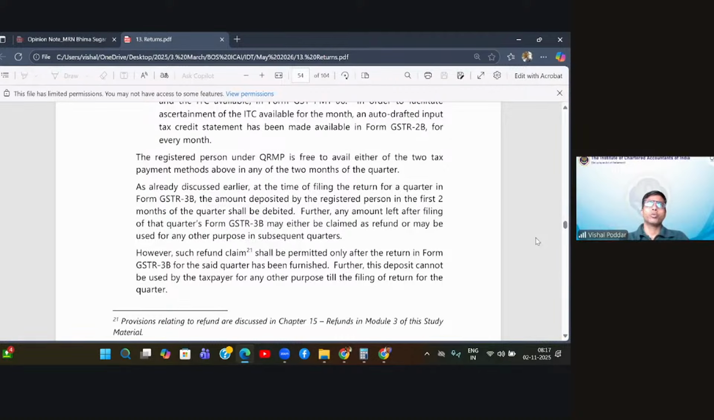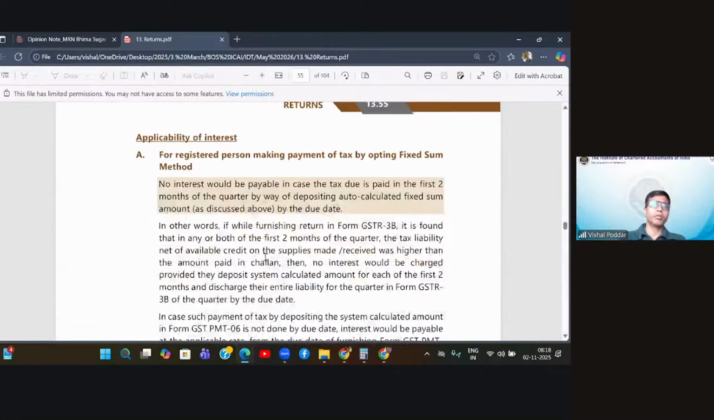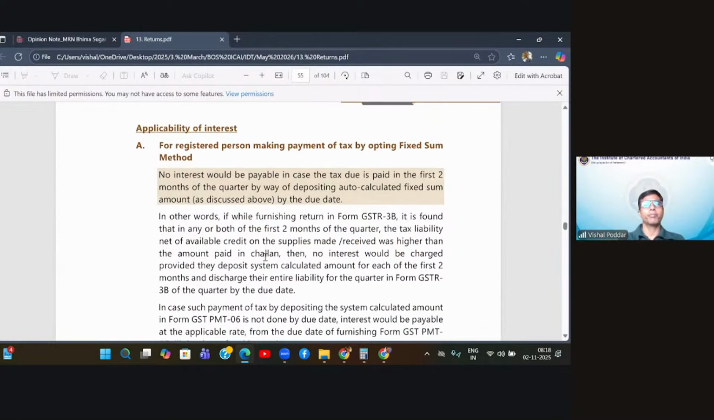So simple. You follow any one of these methods in the first 2 months, and thereafter, when you file the quarter's return, what is the final liability? That will be knocked off against what you have already paid in the first 2 months. If the amount paid by you in the first 2 months is higher than the actual liability that you get quarterly, obviously the balance you can take back as refund, or you can let it be there and utilize it in your next period. Now the most interesting part is interest.